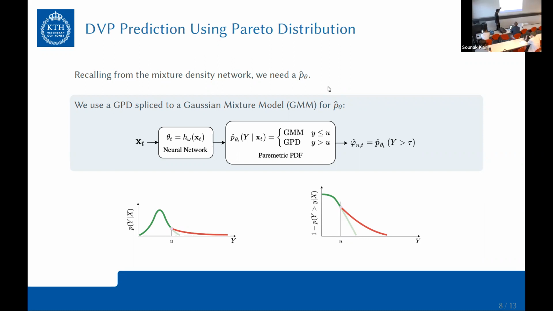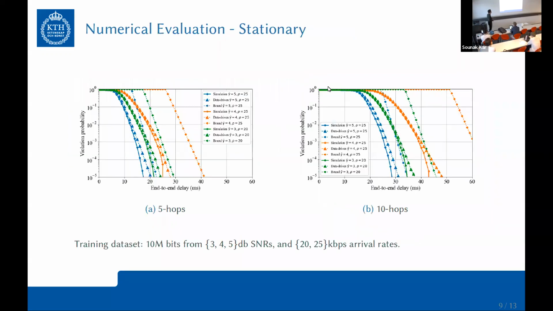And I can train the whole system using expectation maximization. I know that compared to network calculus, this is just an estimation. There is no guarantee, there are no bounds, but in future work, I will tell you what I'm planning to do with this. The first set of results is for different arrival rates and different average SNRs. I trained this model with an ample amount of samples, 10 million bits going through this 5-hop Rayleigh fading channel, okay?